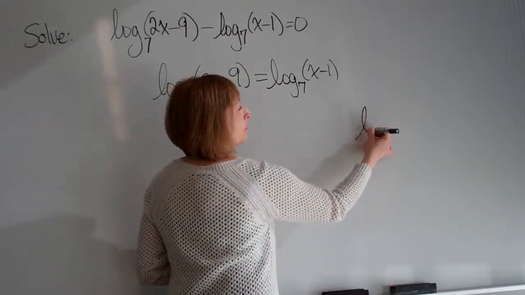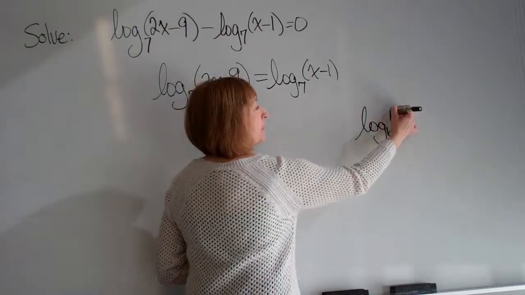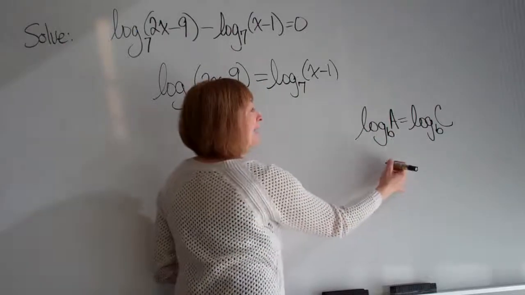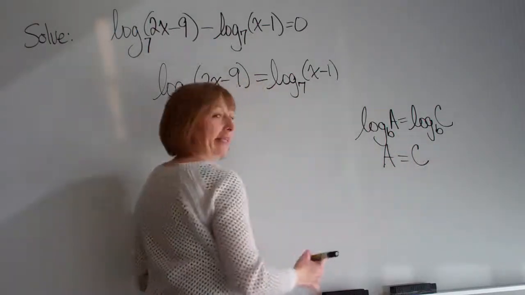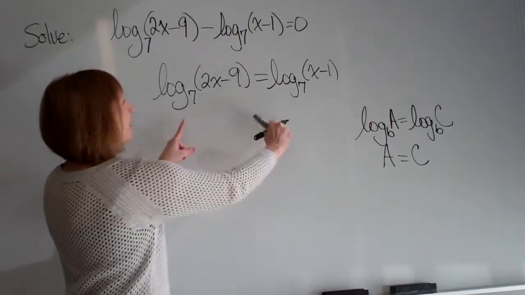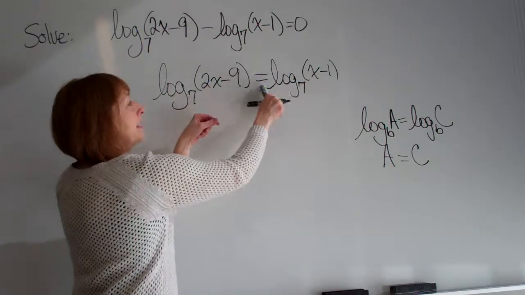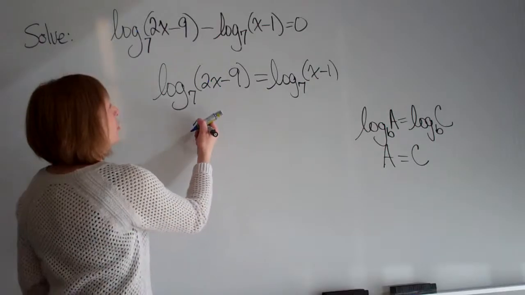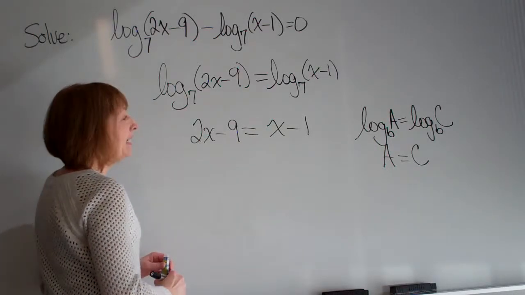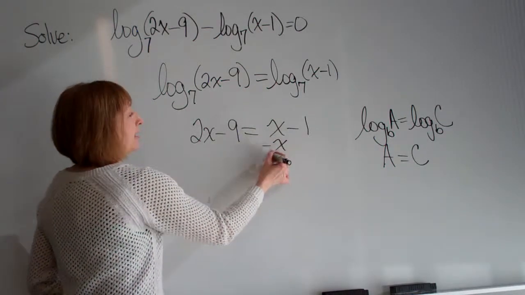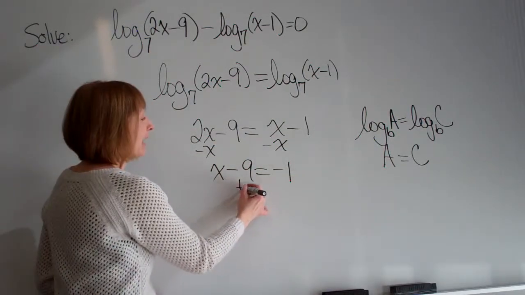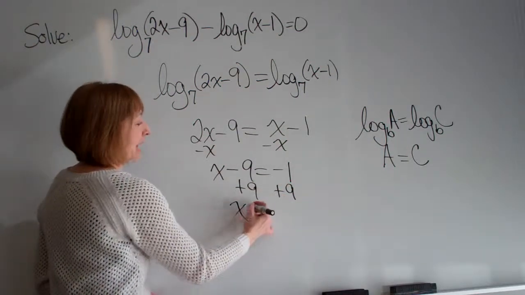Now remember, since logarithms are one-to-one, if I have the logarithm base b of a is equal to the logarithm base b of c, that means that a had to be the same value as c. So using that in solving my equation, I have the same base of 7, and the logarithm base 7 of these two quantities are equal. That means that 2x minus 9 has to be the same value as x minus 1. And now I can solve this algebraically. We'll subtract x from both sides and get x minus 9 is equal to negative 1. Then add 9 to both sides to get x is equal to 8.